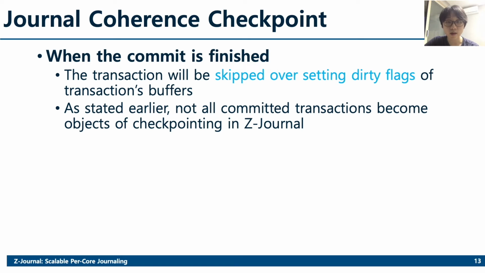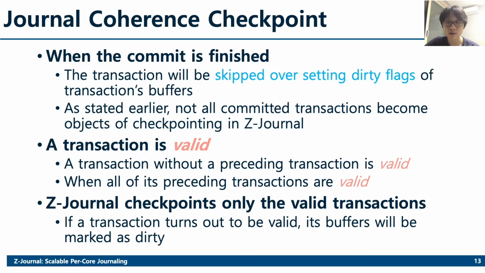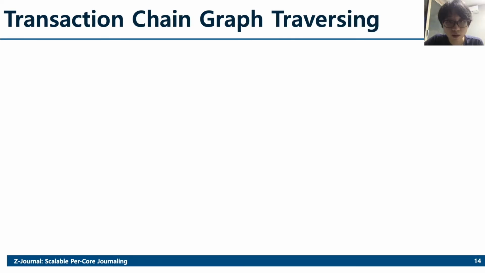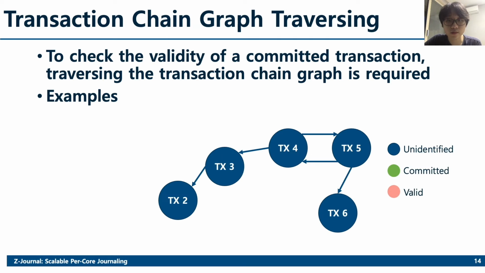Instead, we add a valid state to the transaction in Z-journal. A transaction is valid when a transaction without a preceding transaction is committed, or when it is committed and all of its preceding transactions are valid. Z-journal marks the buffers included in a valid transaction as dirty, and only checkpoints the valid transactions. Traversing the transaction chain graph is necessary to check that the transaction is in a valid state. I want to show this process through this figure.